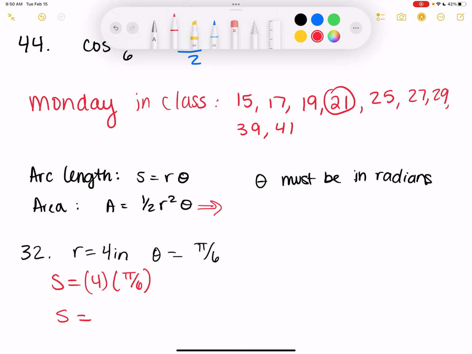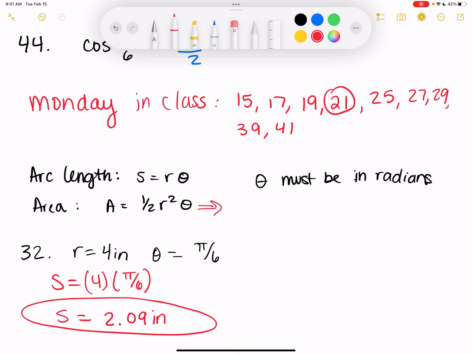What will we do? You said 4 pi over 6. 4 times pi divided by 6. 4 times pi. And you know there's a pi button on your calculator, right? Okay. I got a decimal. 2 decimal places. 2.09. And units are inches. So that's your arc length.